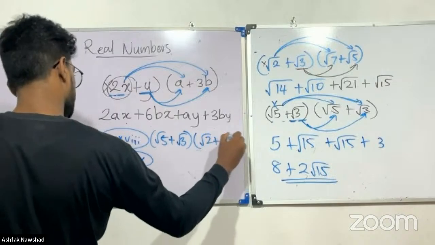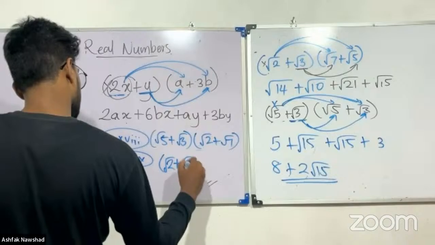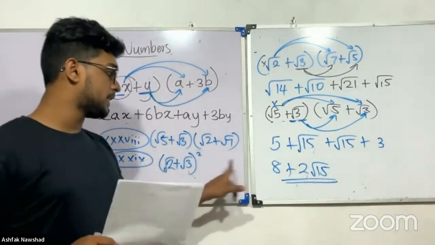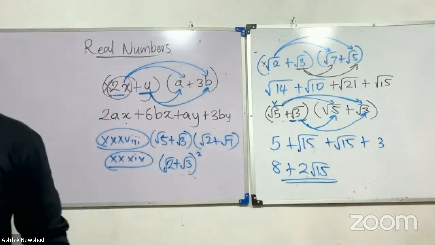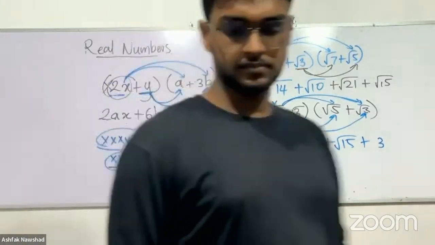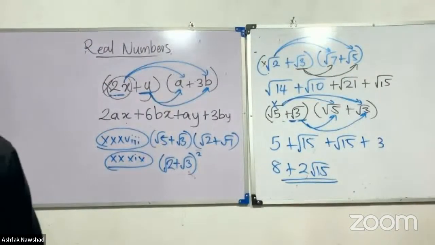Root 2 times root 2 plus root 7, and then root 2 plus root 3. No matter, you don't have to be afraid of getting the answers wrong. Just give it a try. Trying is the thing. You have to try. Okay, I'll mute myself so you can try them.